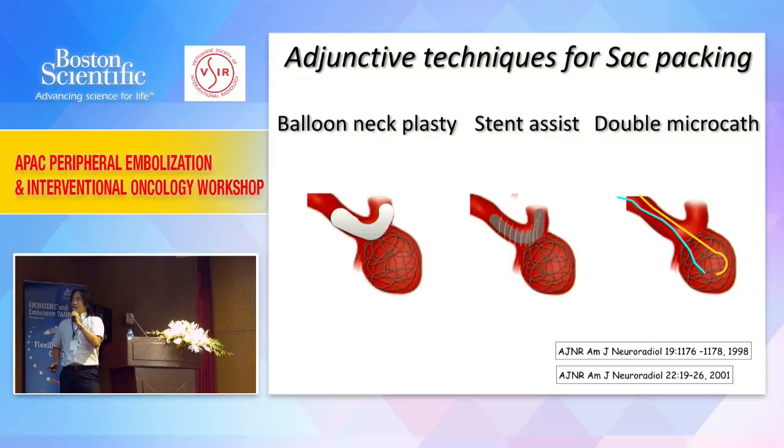And these are adjunctive techniques of sac packing. When we treat a wide neck aneurysm, the coil easily protrudes into the parent artery, so we use a balloon to protect against coil protrusion. It's the balloon neck plasty technique. And also sometimes we use a stent to prevent protrusion of the coil. And also usually we use 2 microcatheters.